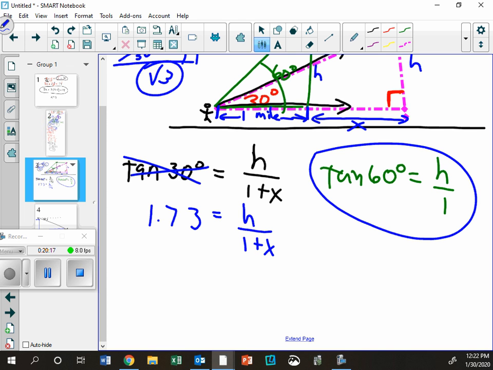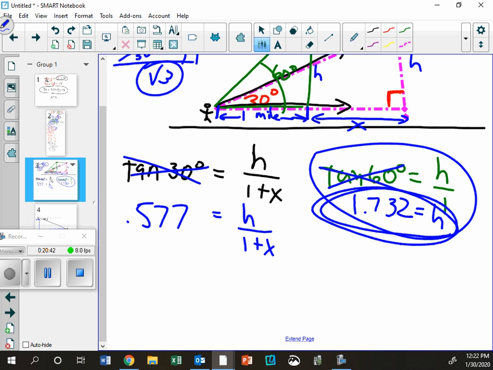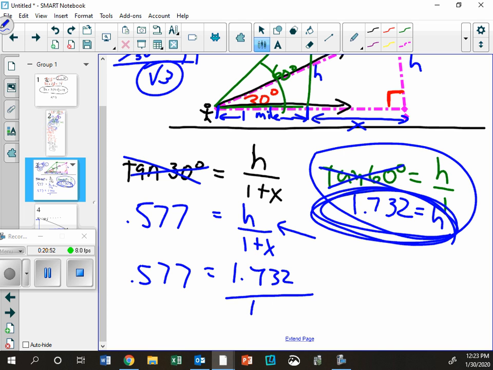Yes? All right. Tangent of 60 is the same exact thing as the tangent of 30 was? Oh, dang. Sorry, somebody answered that one wrong. I was trusting. Tangent of 30 was what? 0.577. Thank you. And the tangent of 60 was what? Okay. So if h equals 1.732, then that's easy. I just put 1.732 right there. So 0.577 equals 1.732 over 1 plus x.